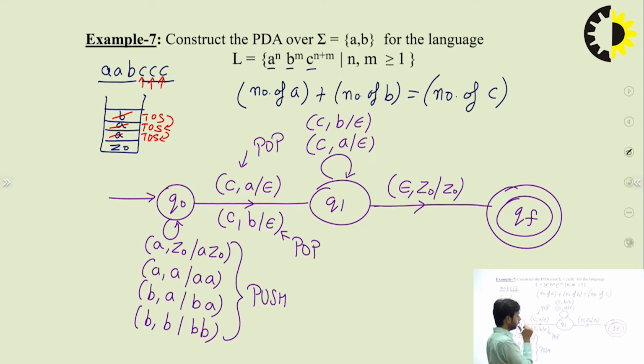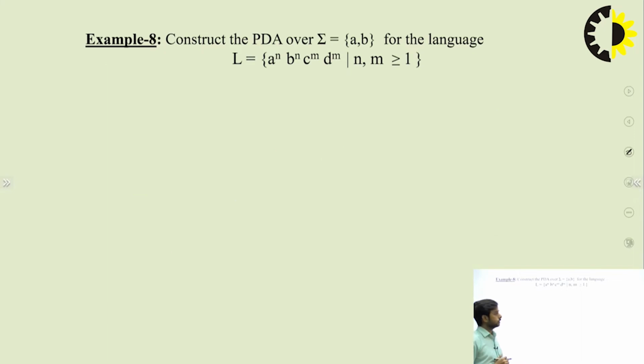This is the final automata corresponding to the language a raised to power n, b raised to power m, c raised to power n plus m. Next, see the next example: a raised to power n, b raised to power n, c raised to power m, d raised to power m. How will we do that?